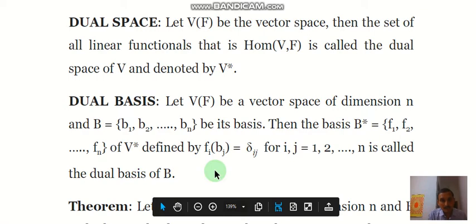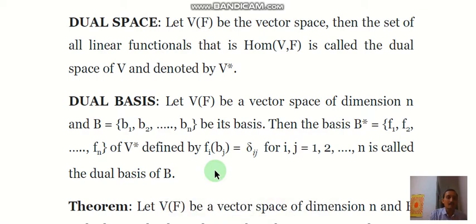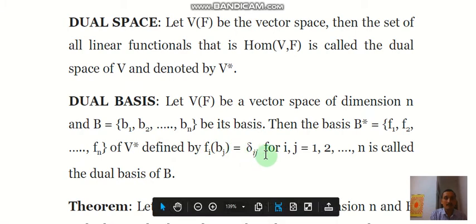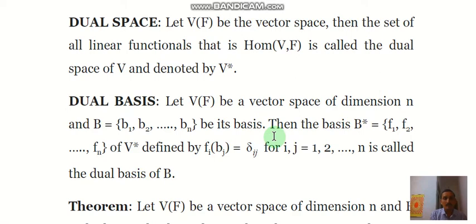So for each n-dimensional vector space we define its dual basis with the linear functionals f1, f2, ..., fn with the condition that fi(bj) = delta ij. If this condition is satisfied, then we say this B star is a dual basis of B. For the existence of dual basis we have the following theorem.